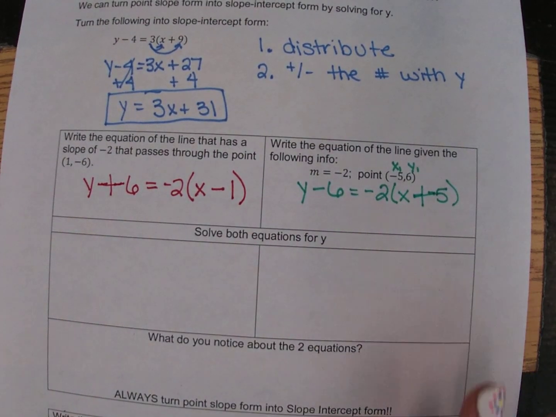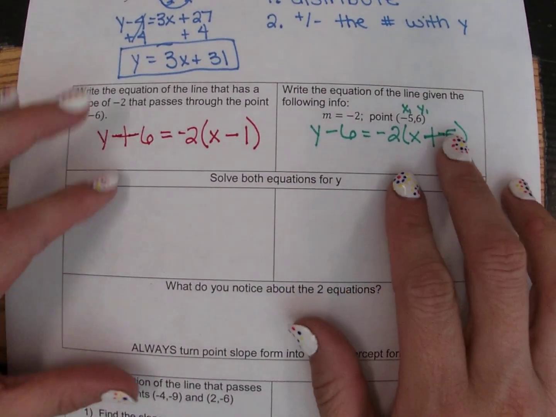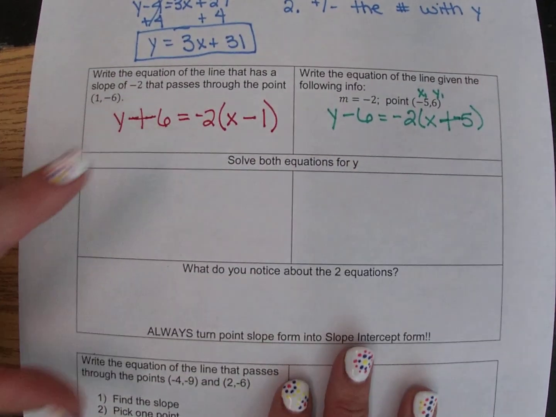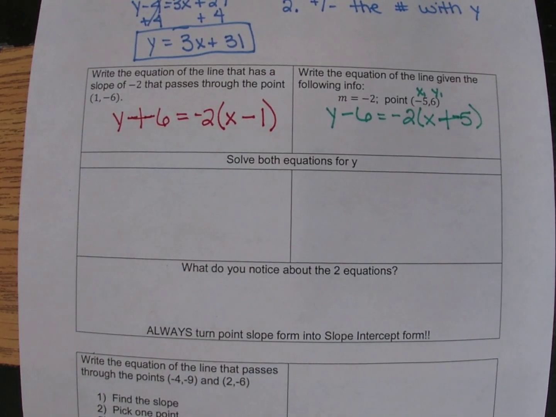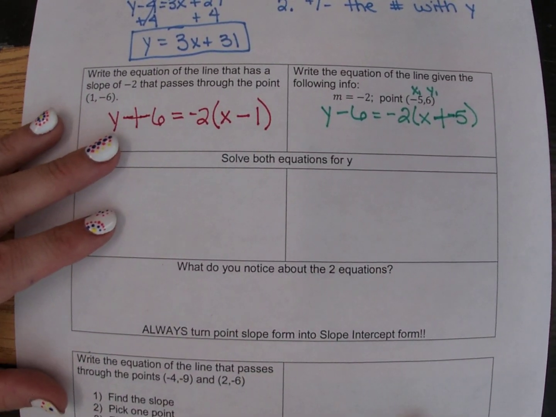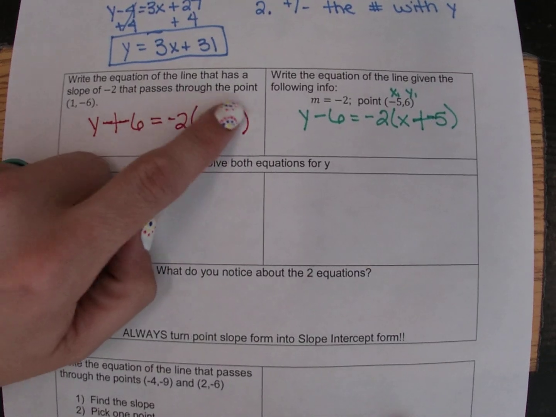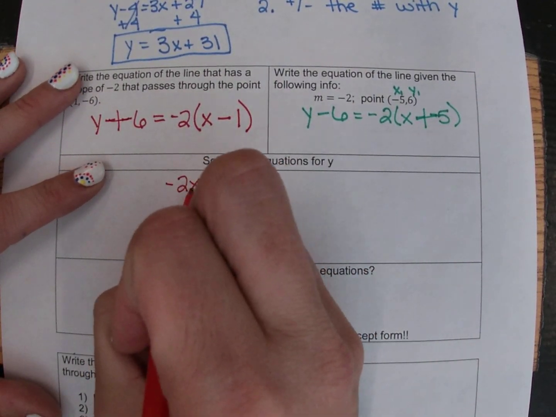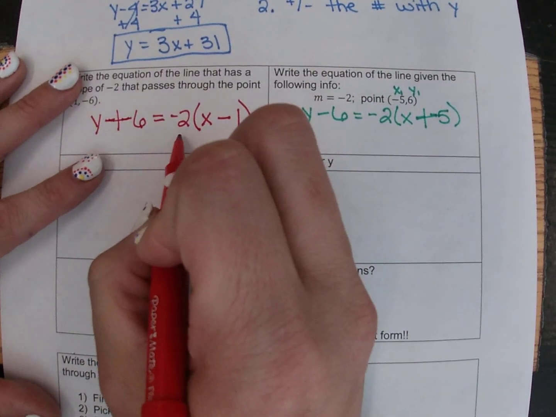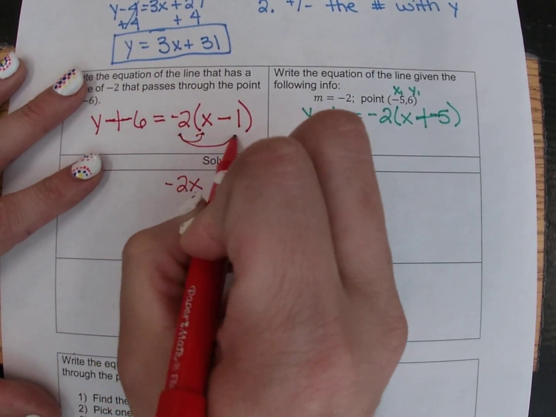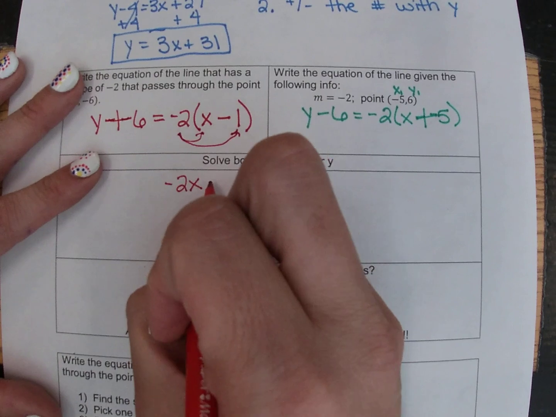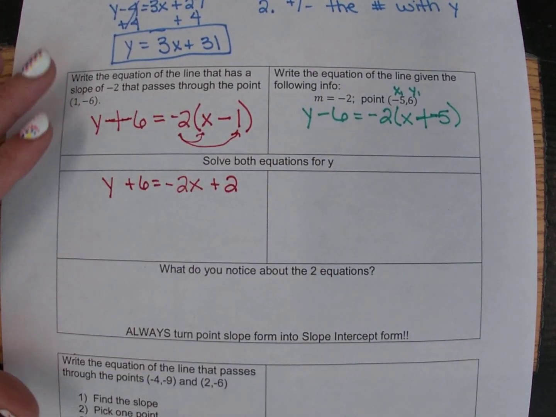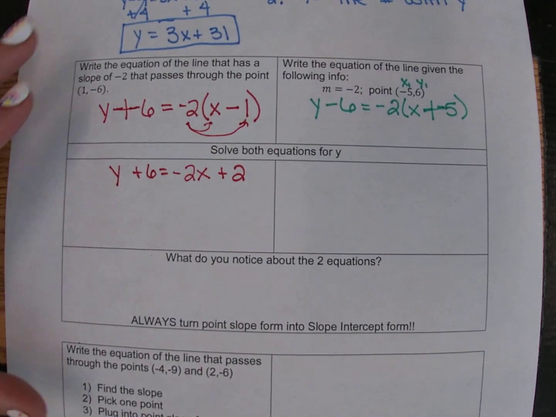Now, let's solve these for y. Let's go through the steps we just talked about and turn this from point-slope form into slope-intercept form. The first thing we do is distribute this -2. So -2 times x gives us -2x. We have to be careful here when we distribute, because -2 times -1 gives us a positive 2. So we'll have y plus 6 equals -2x plus 2.